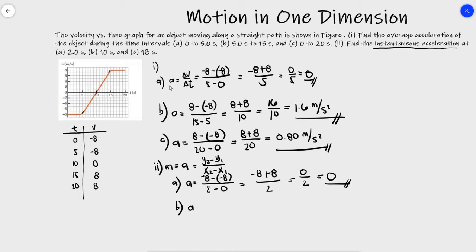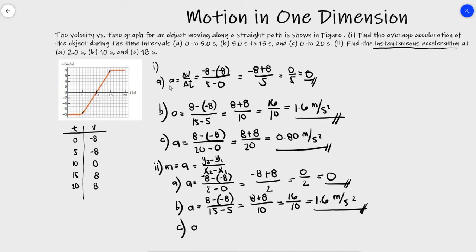Okay, therefore the answer for letter B: for 15 seconds, y sub 2 is 8, and for 5 seconds, y sub 1 is negative 8. Here I will be using 15 minus 5. We have 8 plus 8 all over 15 minus 5, which is 10, or 16 over 10, which is also equal to 1.6 meters per second squared.